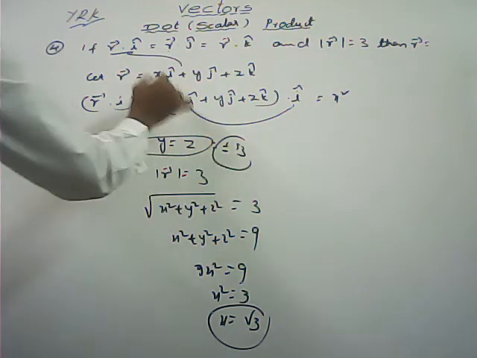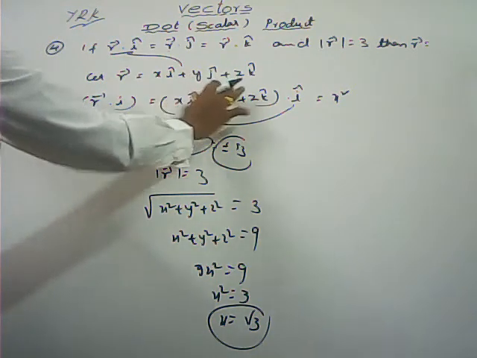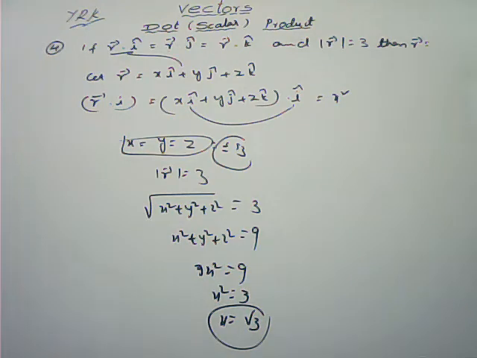If I take plus root 3, R bar equals root 3 I cap plus root 3 J cap plus root 3 K cap, or if I take minus root 3, minus root 3 I cap minus root 3 J cap minus root 3 K cap. Here two vectors exist, satisfied.